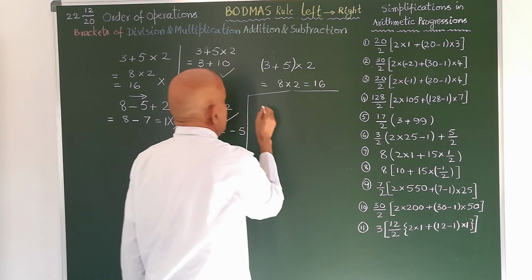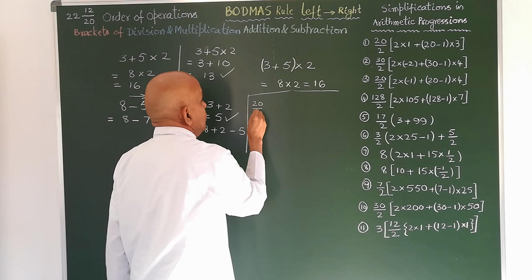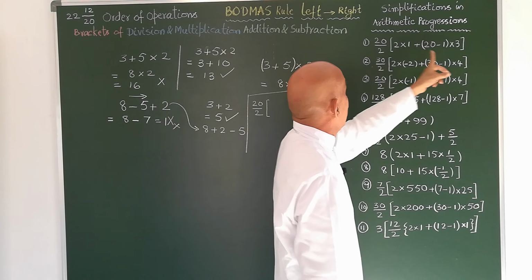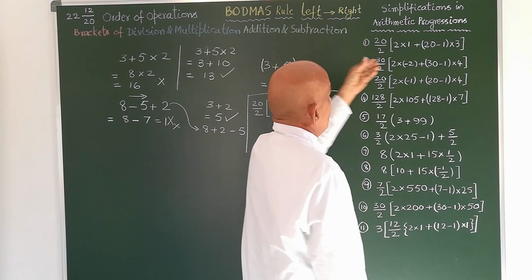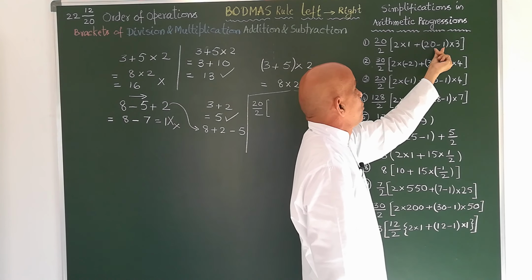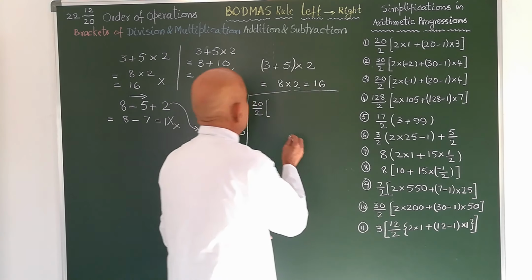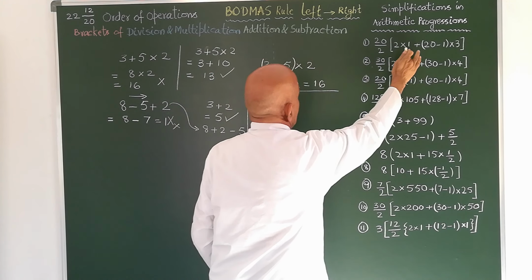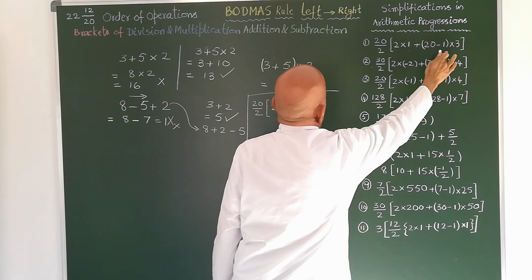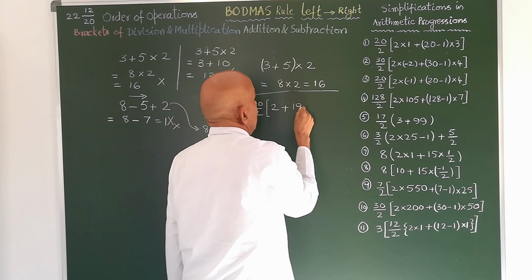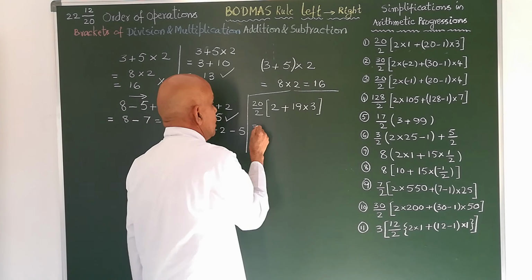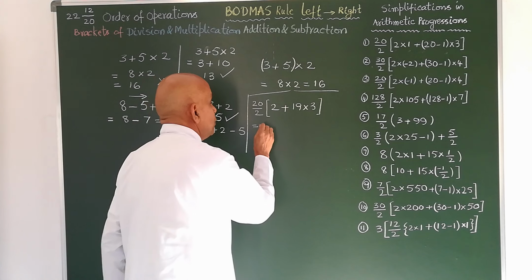First problem I am taking: 20 by 2. Now in this problem, if you want to apply this BODMAS rule, first we will simplify what is there within the bracket. So 20 minus 1, that is 19. So 2 into 1 is 2, plus within the bracket, that is 19 into 3. So which is equal to, then 20 by 2 is 10.